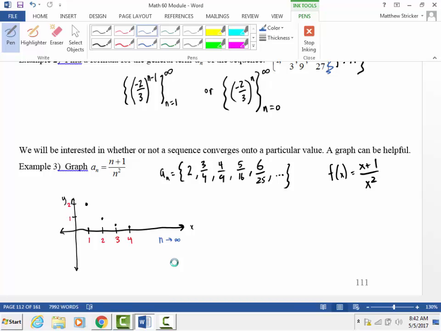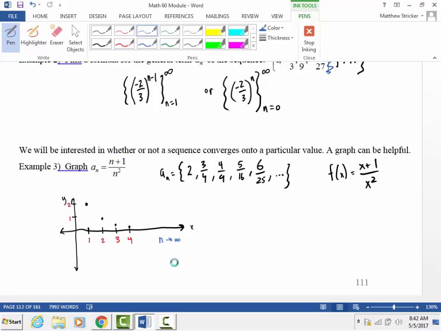Does it look like it's approaching 0? Yeah, I would say so. Absolutely. It does look like it's approaching 0. And so the way we're going to find limits is much like how we found limits with functions.